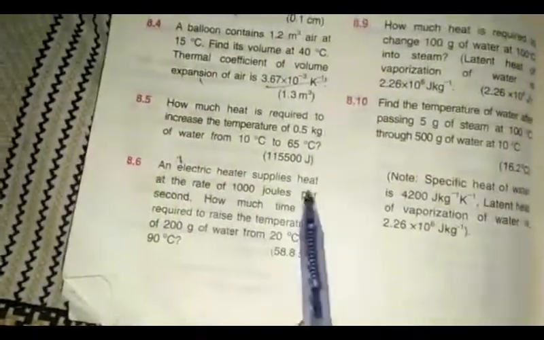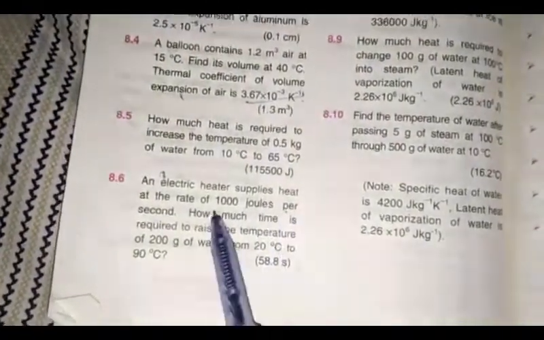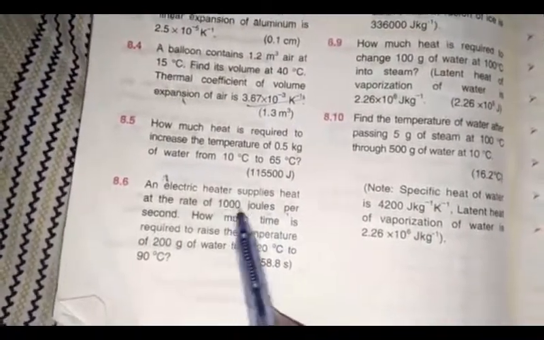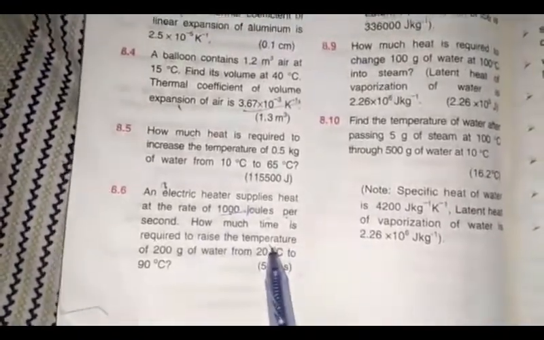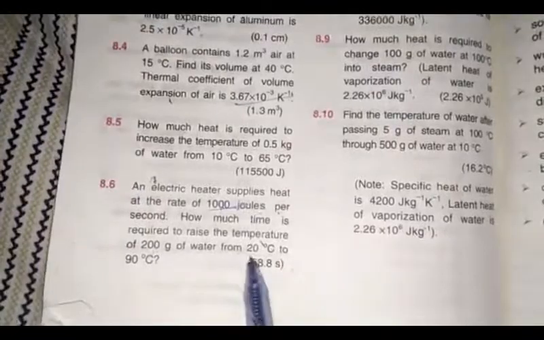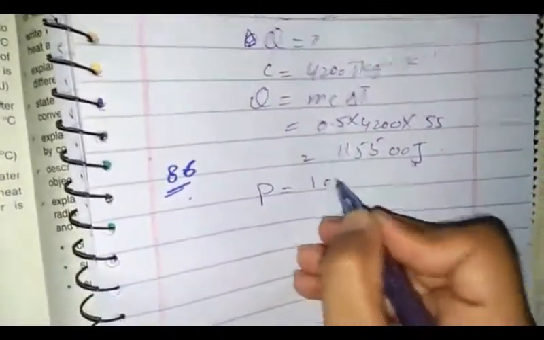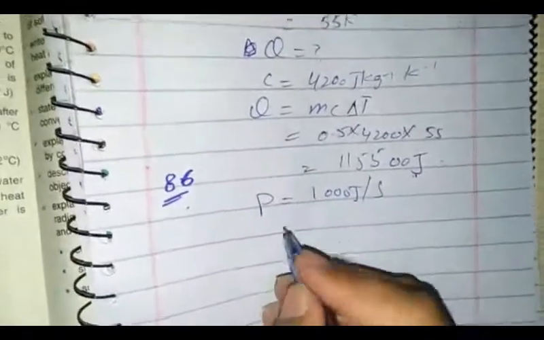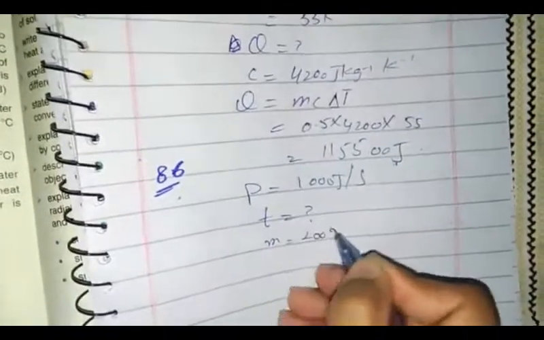This is our answer. Now numerical number 8.6: an electrical heater supplies heat at a rate of 1000 joule per second. Joule per second is the SI unit of power. So this is the given data; this amount is the power. How much time is required to raise the temperature of 200 gram of water from 20 degree to 90 degree? So students, in the given data, the first term is power, that is 1000 joule per second. Now we have to find the time. Mass is 200 gram, that becomes 0.2 kg.